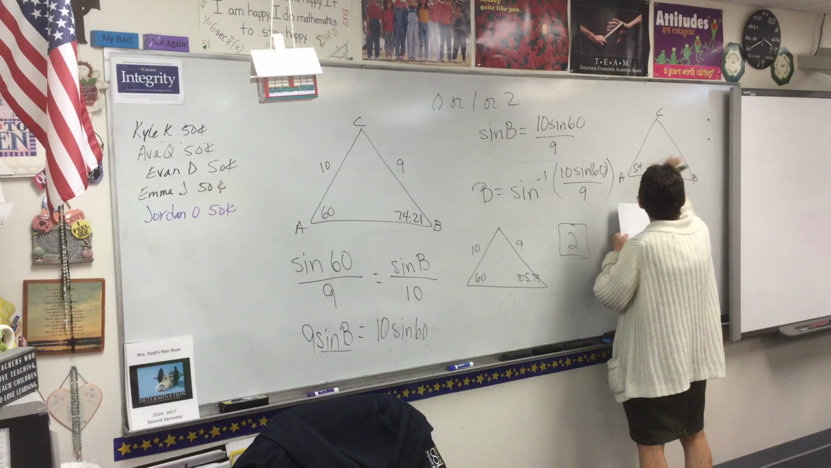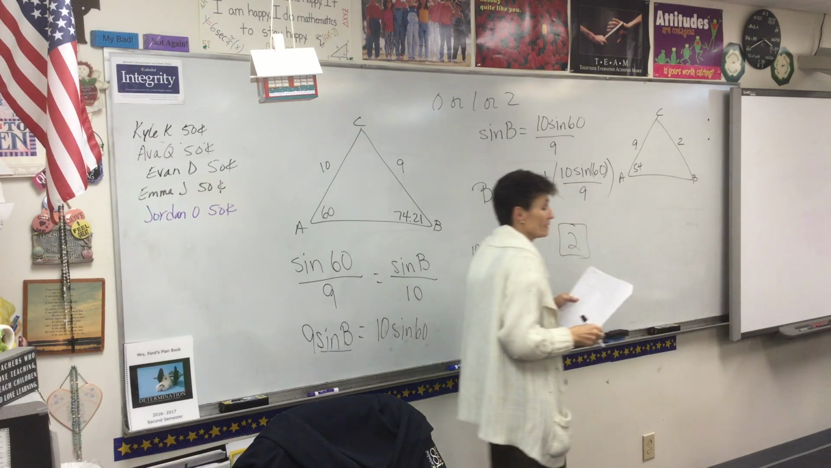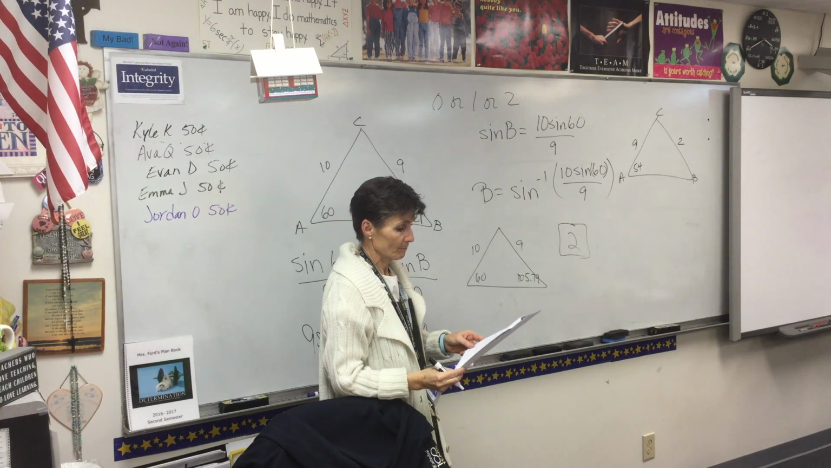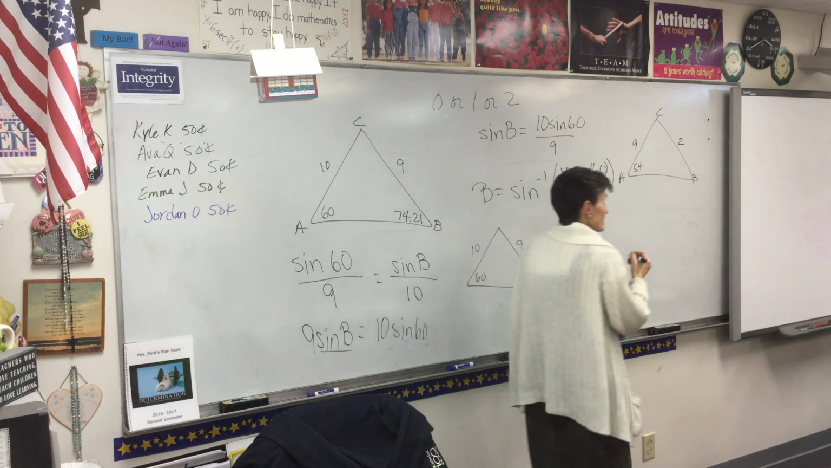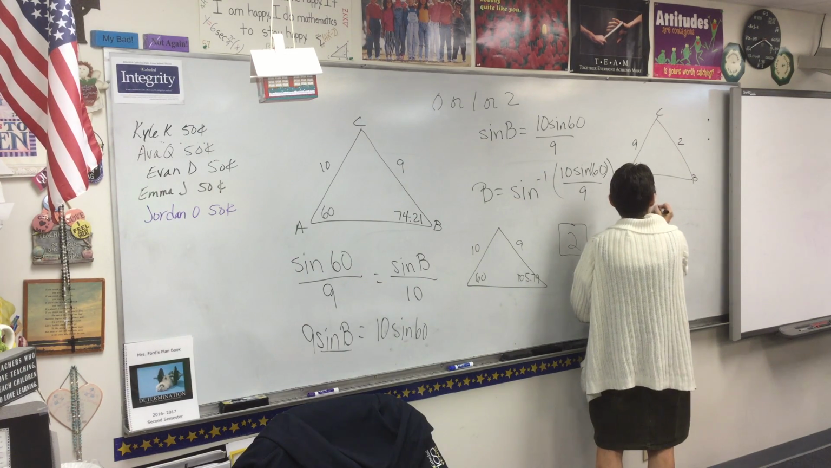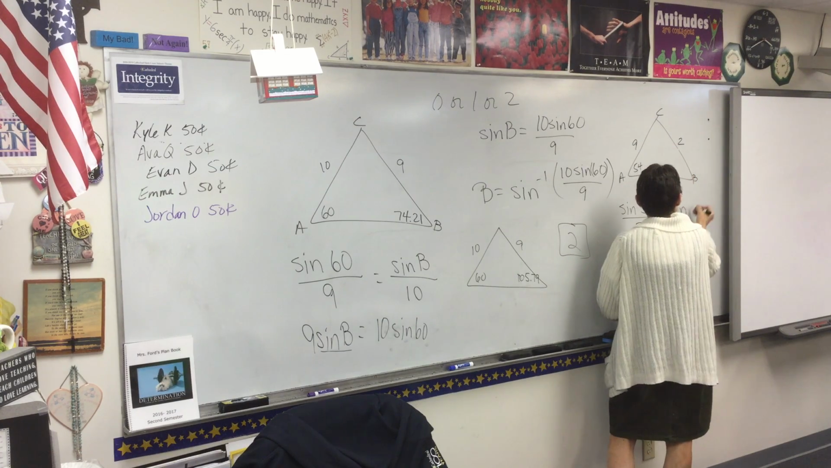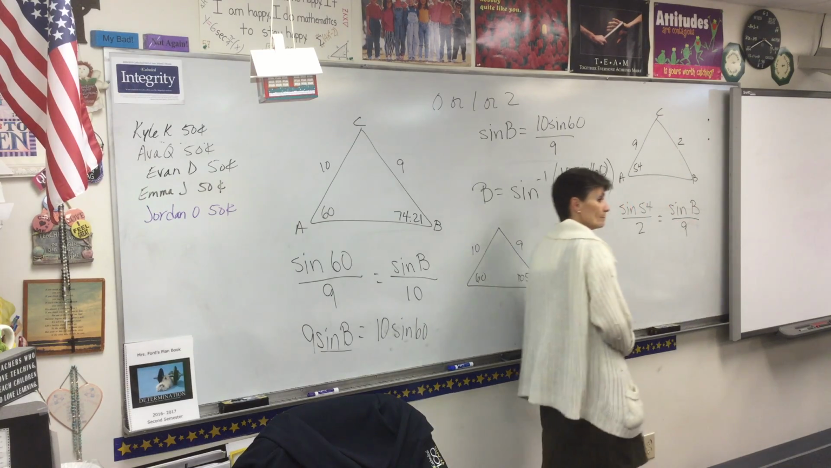So we got a 54, a 2, and a 9. That's the given. Just drawing a picture. All right, so here we go. Law of sines says sine 54 over 2 equals sine B over 9.